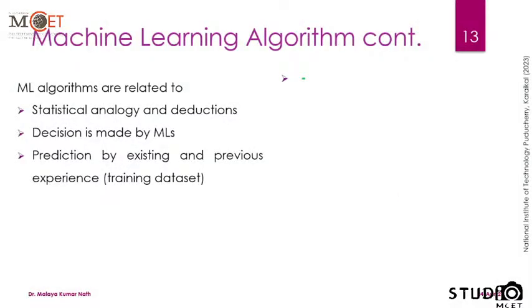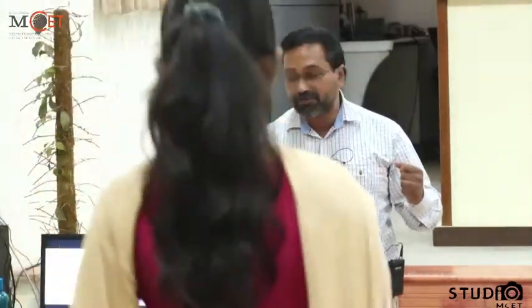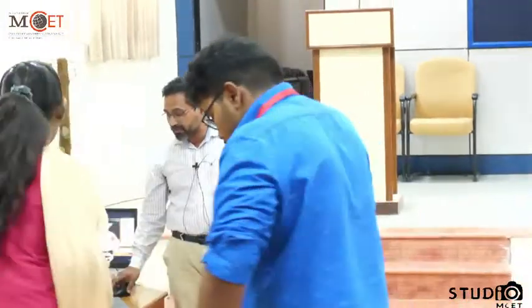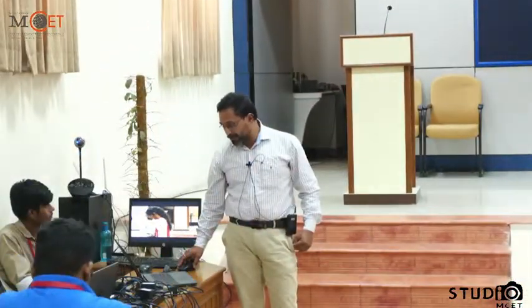the learning. So if we look into these learning algorithms, basically we are looking for the experience, and where will we get the experience? We can get the experience from the databases, and based on the experience, we divide the machine learning algorithms into supervised, unsupervised, semi-supervised, self-supervised, reinforcement and transfer learning. You might already have heard about these learning algorithms.